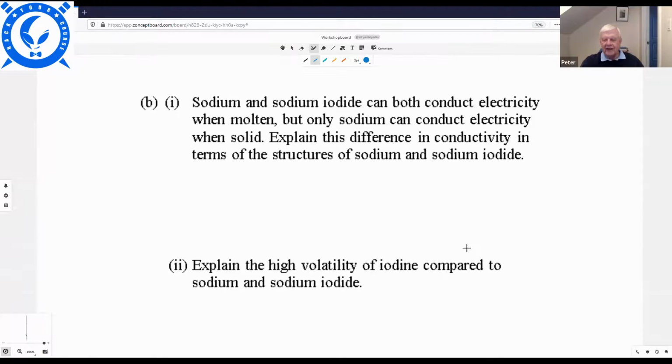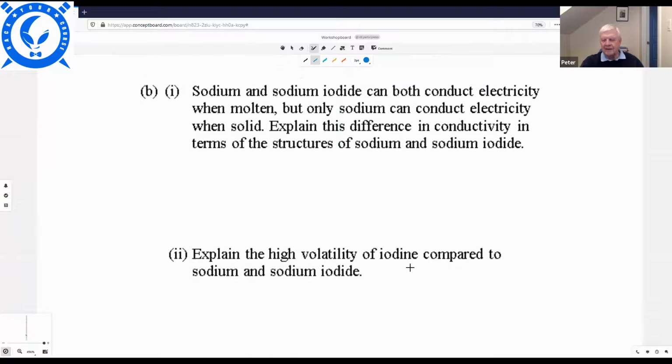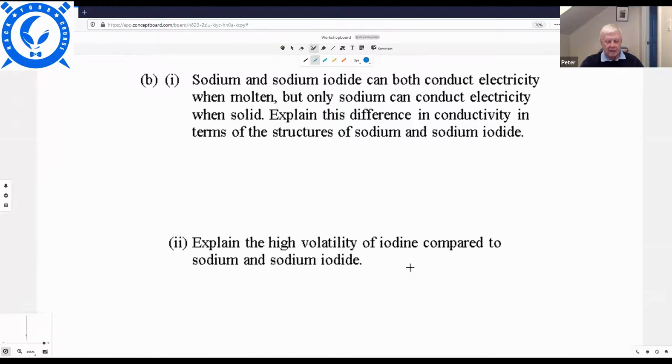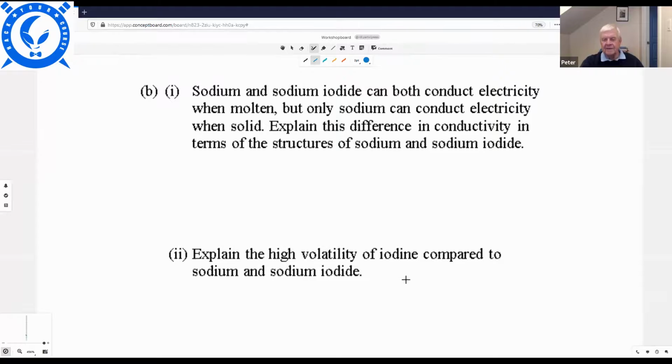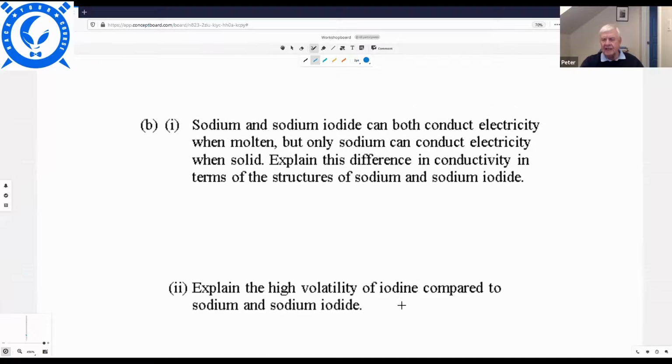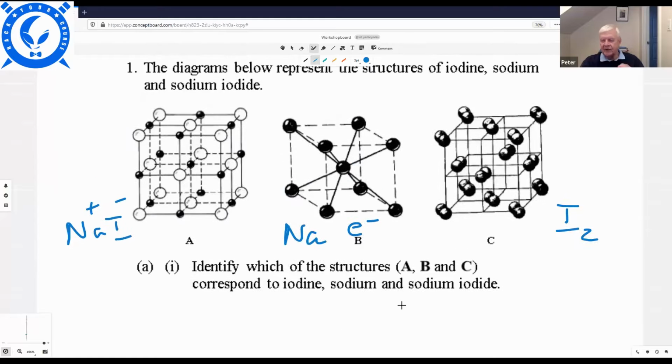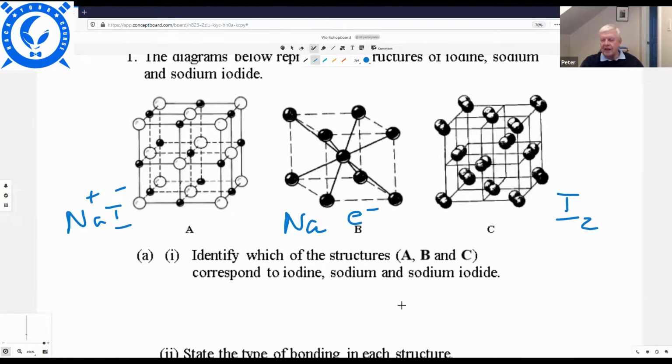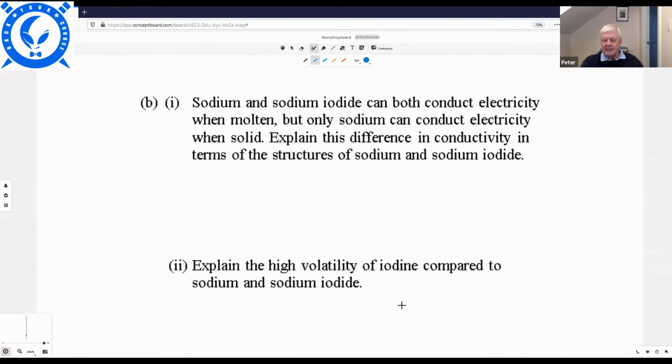And the high volatility of iodine compared to sodium and sodium iodide: the iodine molecules are all held together by van der Waals or London forces, which are the weakest intermolecular forces. Sodium is held together by metallic bonding, which is stronger than London forces, and ionic bonding in sodium iodide is the strongest of all. So iodine by far will be most easily volatilized. Volatilization means you're converting it to a gas. And so in fact, if you see a sample of iodine in a jar, iodine is very sort of purple, you will notice there's always a bit of iodine vapor above it. It's fairly easily volatilized.